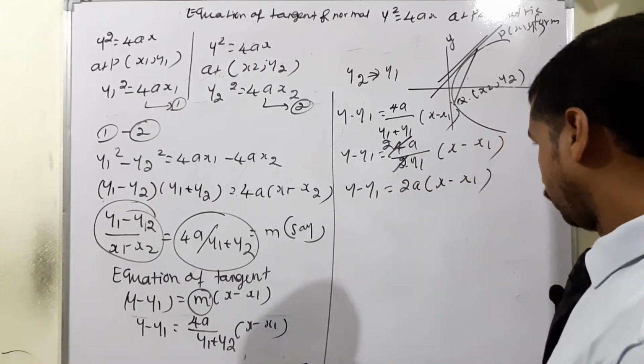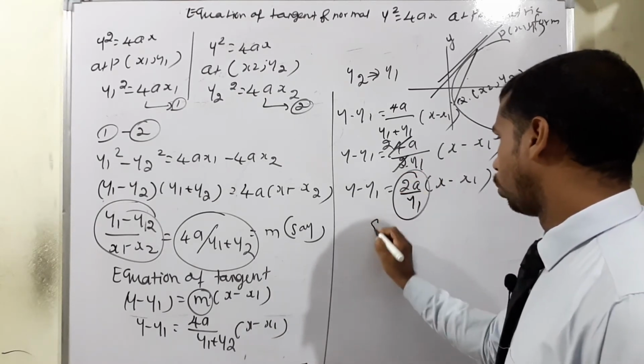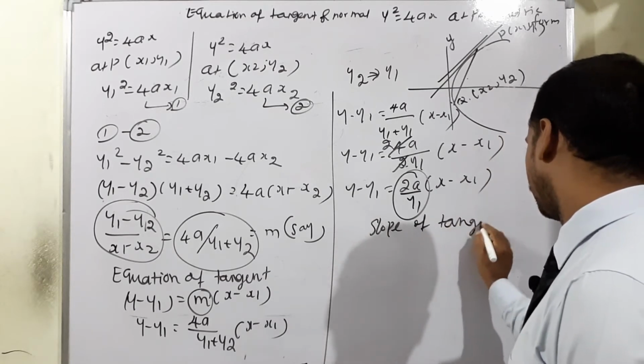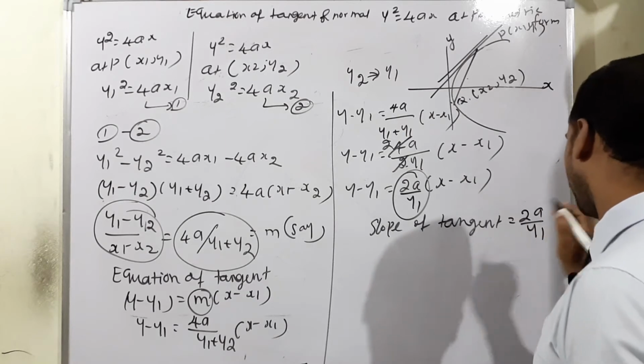So now, sorry, 2a divided by y1, isn't it? This is the main point. This is the slope of the tangent. Slope of tangent is equal to 2a divided by y1.